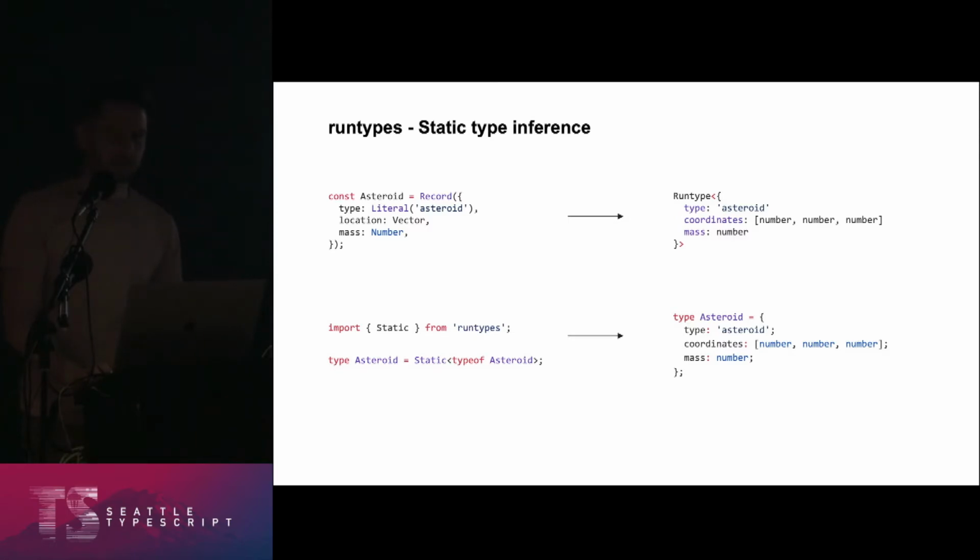So you may ask, okay, so what happened to my interfaces? What if I just want the interface? That's when you use the static type inference that this library has. So when you define your records like this, that's the equivalent of this. So you can see that there's an interface, but it's wrapped in the run type type.